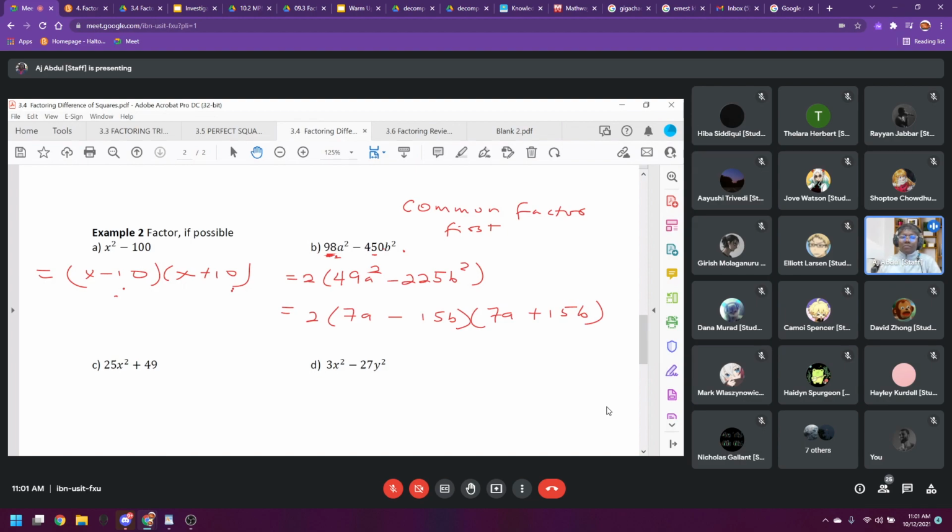This one, there's no common factor, but 25 is a perfect square. 49 is also a perfect square. All right, so let's factor it like that. 25, this is plus, so it's going to be 5x plus 7. And then I have to do 5x plus 7 because this is plus. Is that right? So if they're perfect squares, you square root it.